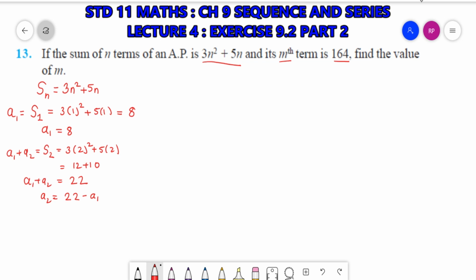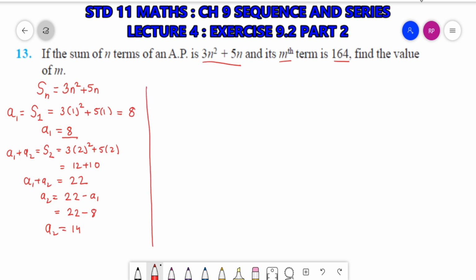Now see, the value of a1 that we had already found out is equal to 8. The value of a2 will be equal to 22 minus 8. Okay, so a2 I got 14. Now see, I am having a2, I am having a1, so I can easily find out the difference.